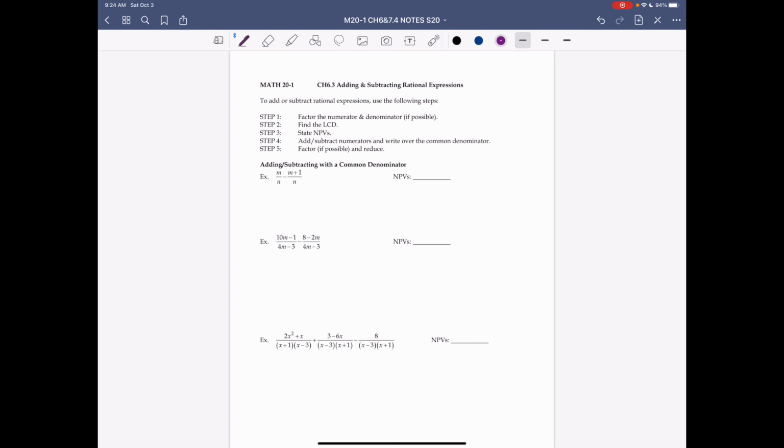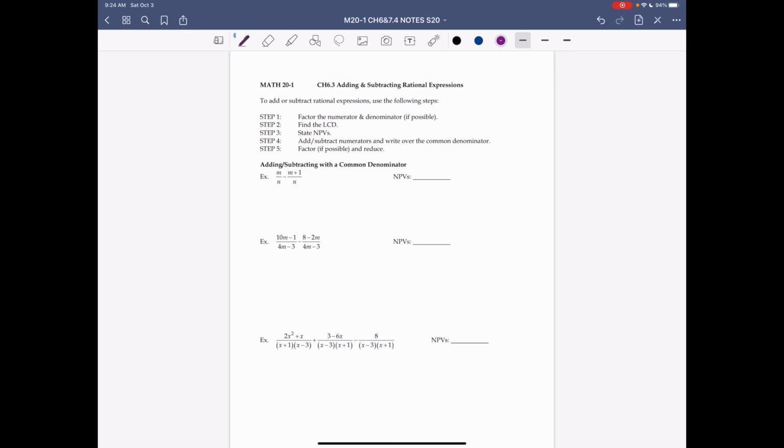Chapter 6.3, Adding and Subtracting Rational Expressions. To add or subtract rational expressions, use the following steps. Step 1, factor the numerator and denominator if possible. Step 2, find the lowest common denominator. Step 3, state the NPVs.